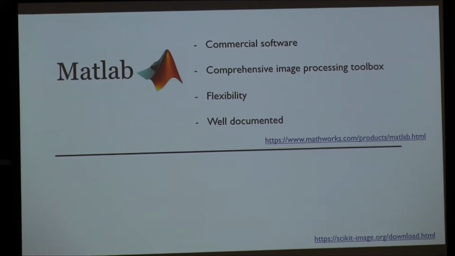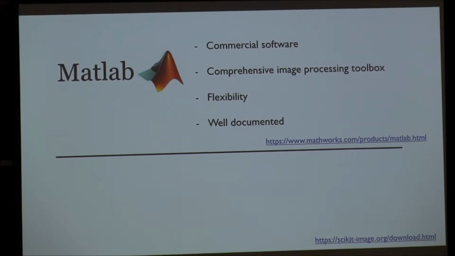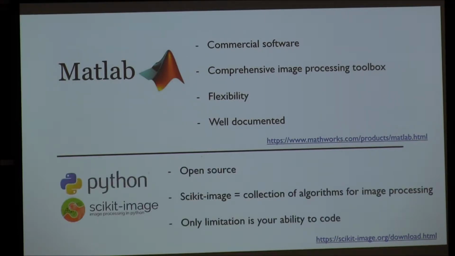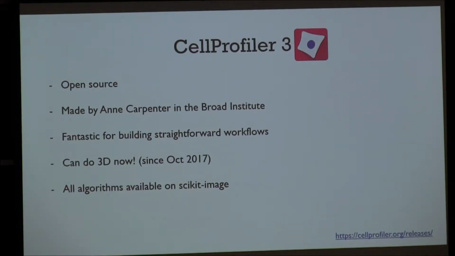Of course, many of you have probably used MATLAB to do analysis, right? It's commercial software. You've got the image processing toolbox, so you can just call on anything to do whatever you want. So it's very flexible and well documented. And in Python, of course, you're only limited by your ability to code. Cell Profiler, if you guys have used any analysis workflows or pipelines, you've probably used Cell Profiler, coming from the Broad Institute. It does 3D now, which was a big problem in the past. It's only really good for quite straightforward analysis pipelines. Once you get a bit complicated, you run into some trouble. And of course, if you're a Python guy, you can call everything from scikit.